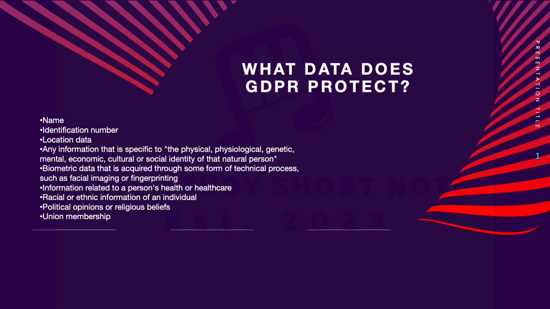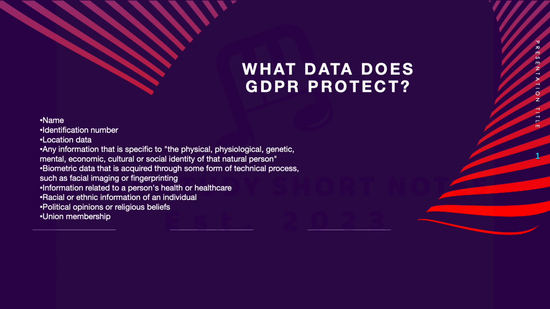Your health info, racial or ethnic background, political opinions, religious beliefs, and even union membership are all part of this protective umbrella. But why is this significant? Well, GDPR defines this array of information as personal and sensitive. It ensures that companies and organizations handling this data do so responsibly and with your consent.